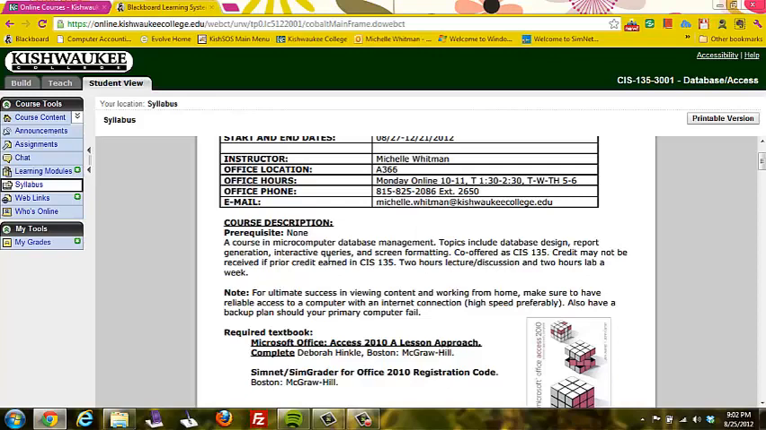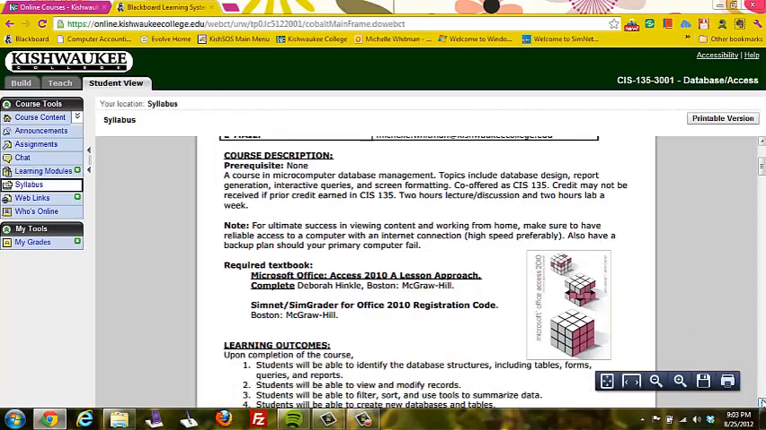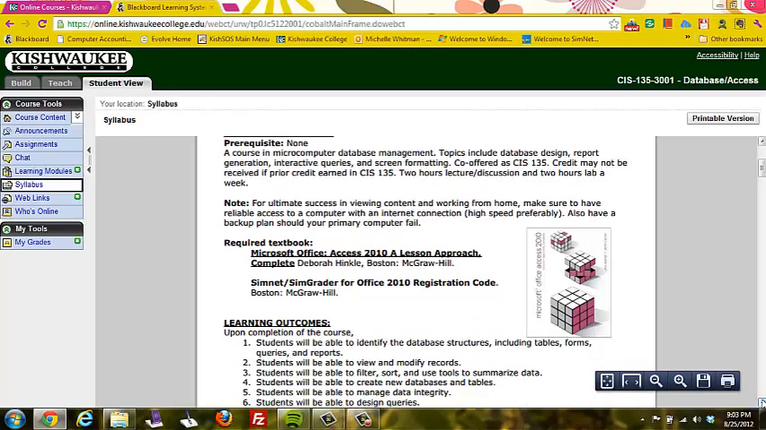So what is this about here? The course is about database management. We're going to cover database design, report generation, queries, and formatting. Again, we have 2 hours of lecture and 2 hours of lab a week, and what that basically means is that you should be spending 4 to 8 hours on this class a week.